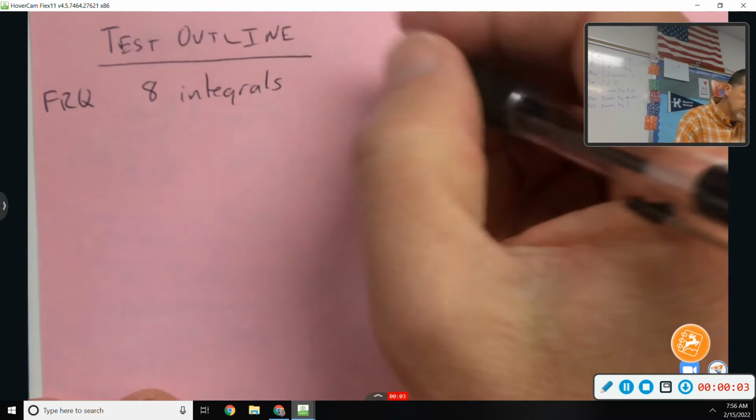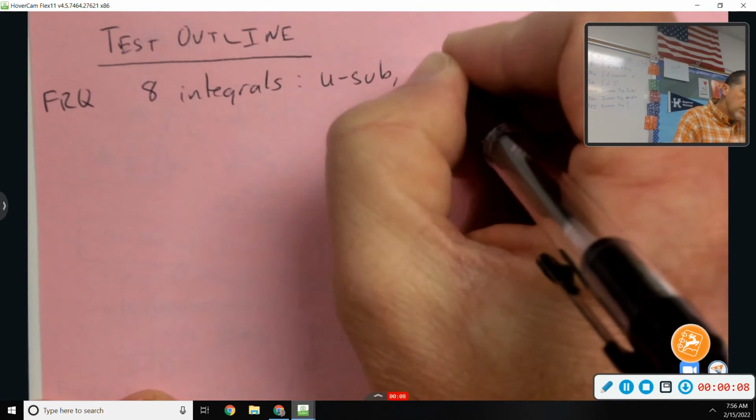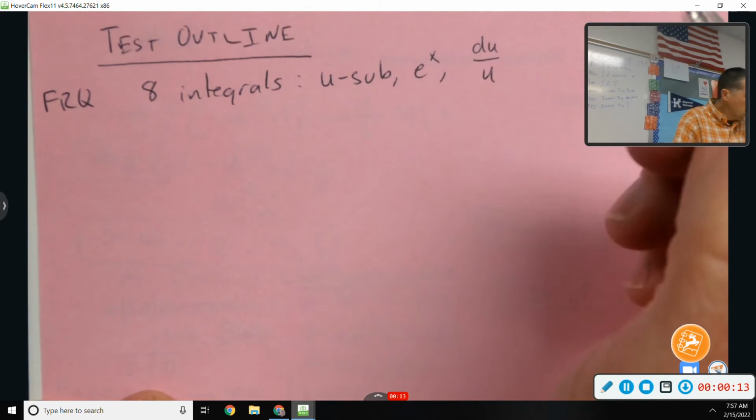And that includes all sorts of stuff. Lots of u sub in there. e to the x is in there. du over u. We saw one of those on warm-up.